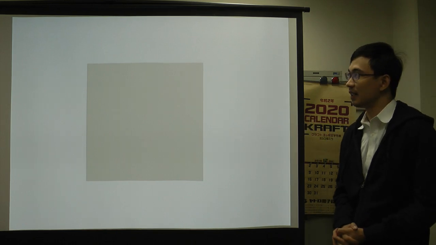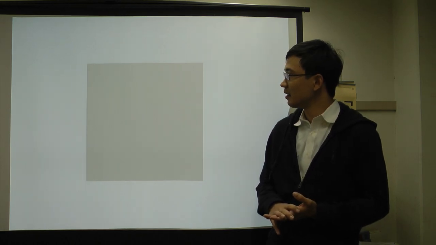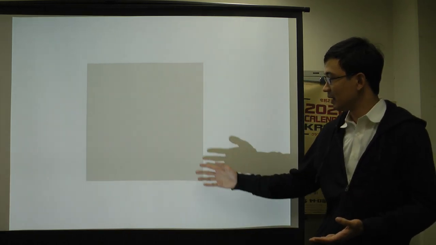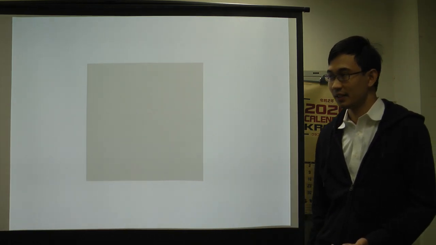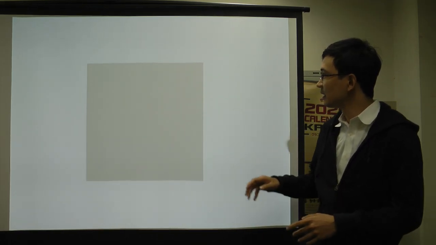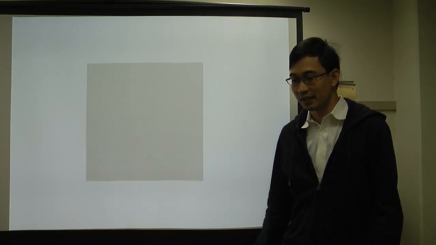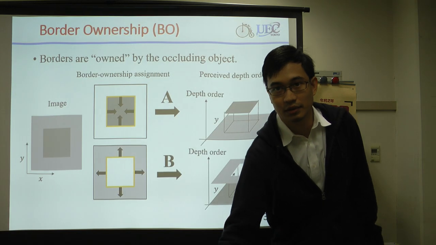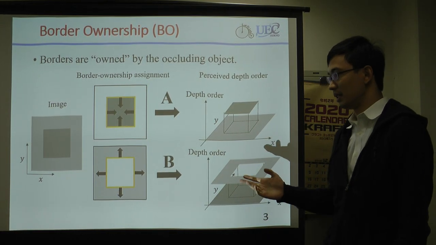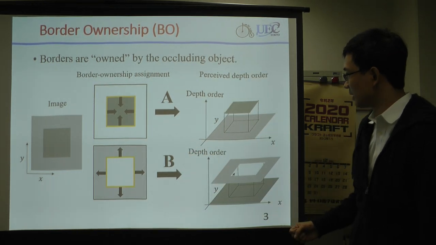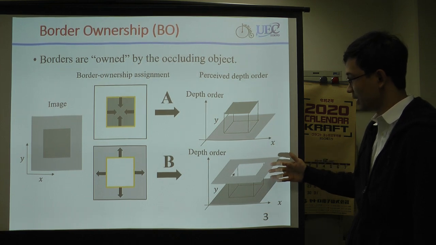Please have a look at this image. There are two ways in which you may perceive this image. The first way is a dark square occluding a light gray background. Another way you can perceive this is a light gray window occluding a dark gray background. So these two ways that one can perceive the image are shown in these two different examples.